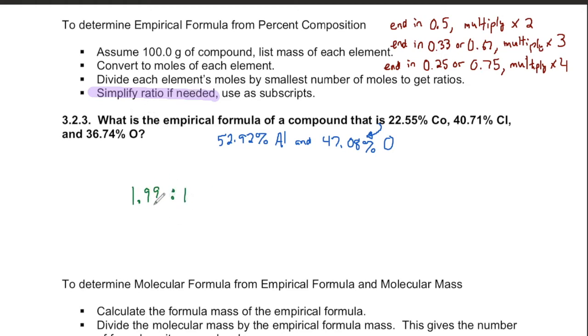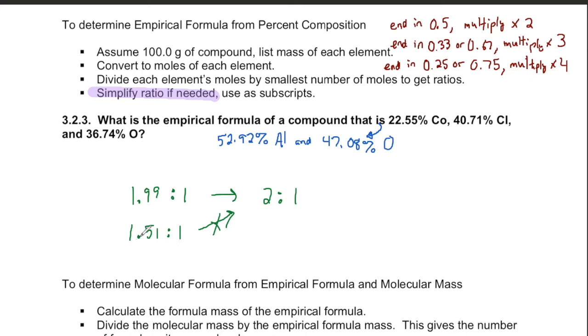So if you end up with a ratio of something that's 1.99 to 1, then that effectively can be rounded. That's a 2 to 1 ratio. However, if you end up with a ratio that's 1.51 to 1, that's a little bit far. We don't want to round that to 2 to 1. That's not a good idea.